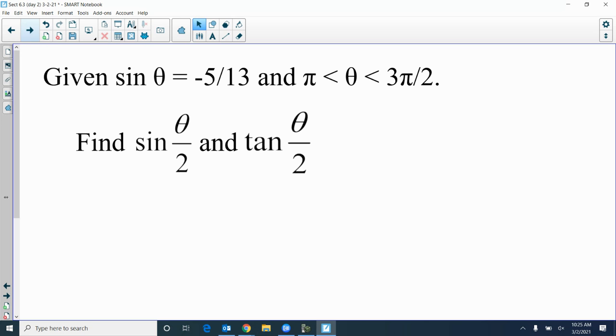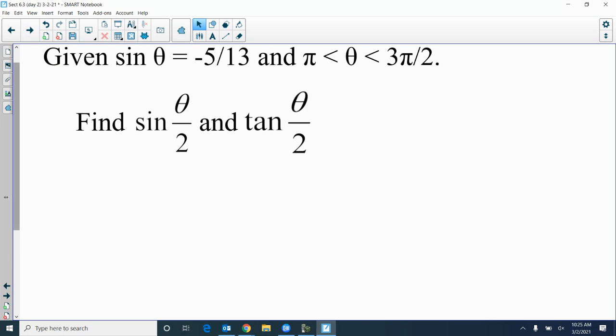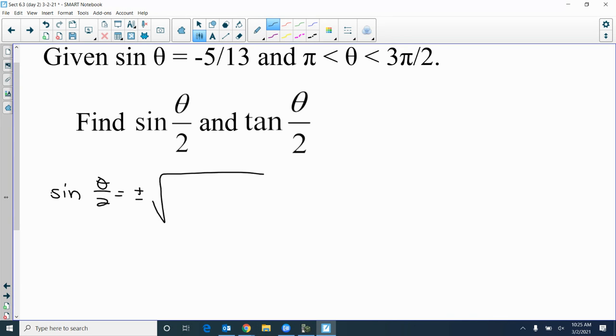And the formula is sine of theta over 2 equals plus or minus the square root. Oh, this is one I don't usually have memorized. Is it 1 minus cosine or 1 plus? 1 minus. 1 minus cosine of theta, over 2, I believe. Yes. All right, so we're going to find that now. Is it positive or negative? It's based upon where the angle theta over 2 is.